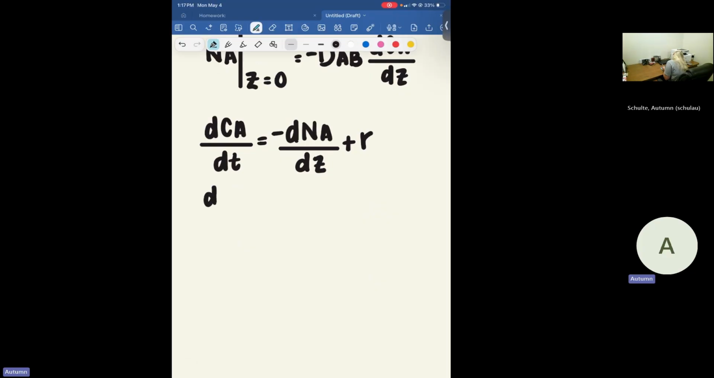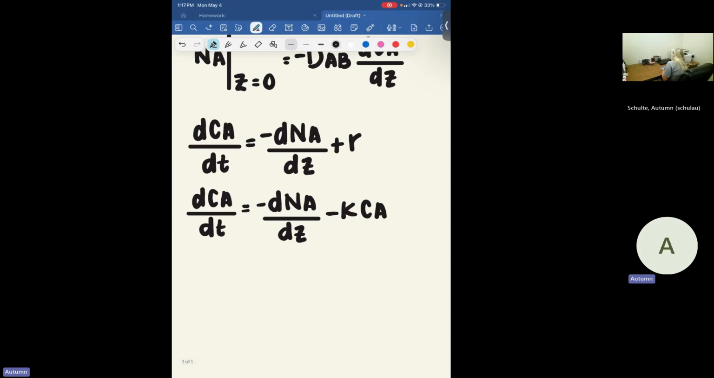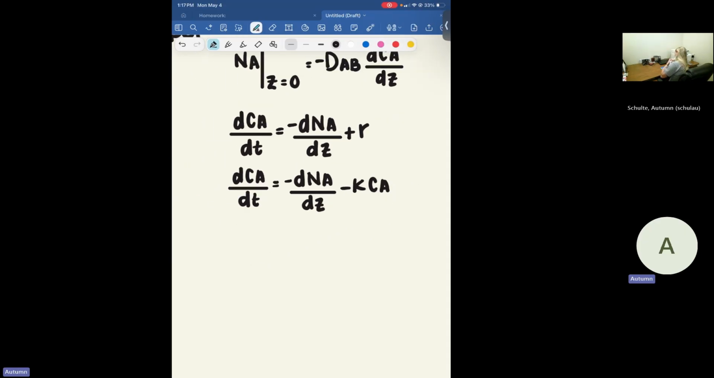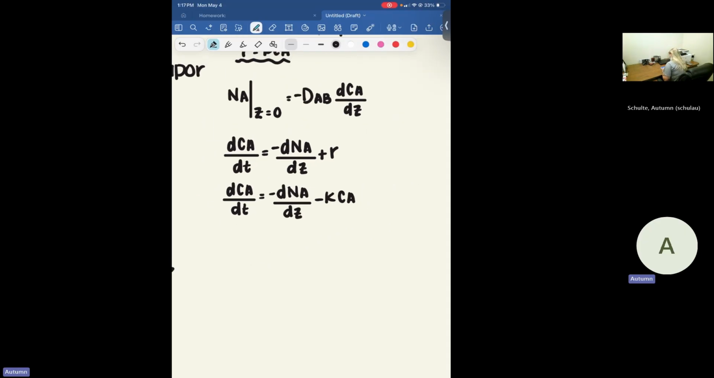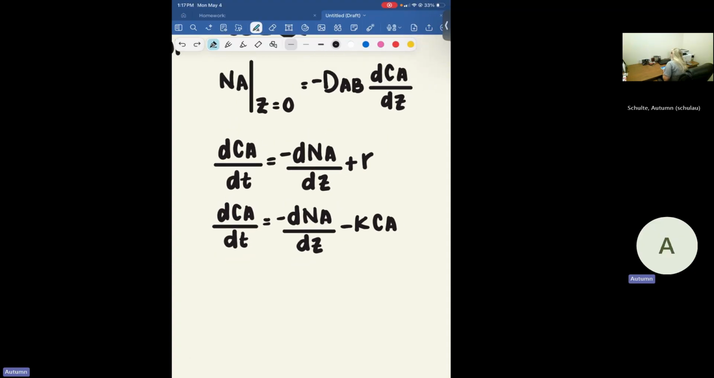So this is going to be the derivative of the concentration of species A with respect to time is equal to the negative derivative of the molar flux of A with respect to our position Z. And plugging in for R, this is going to be minus the reaction rate K multiplied by the concentration of A. So we have an expression right here for the molar flux of A. If we take that and plug that in down here, we can find a new expression.